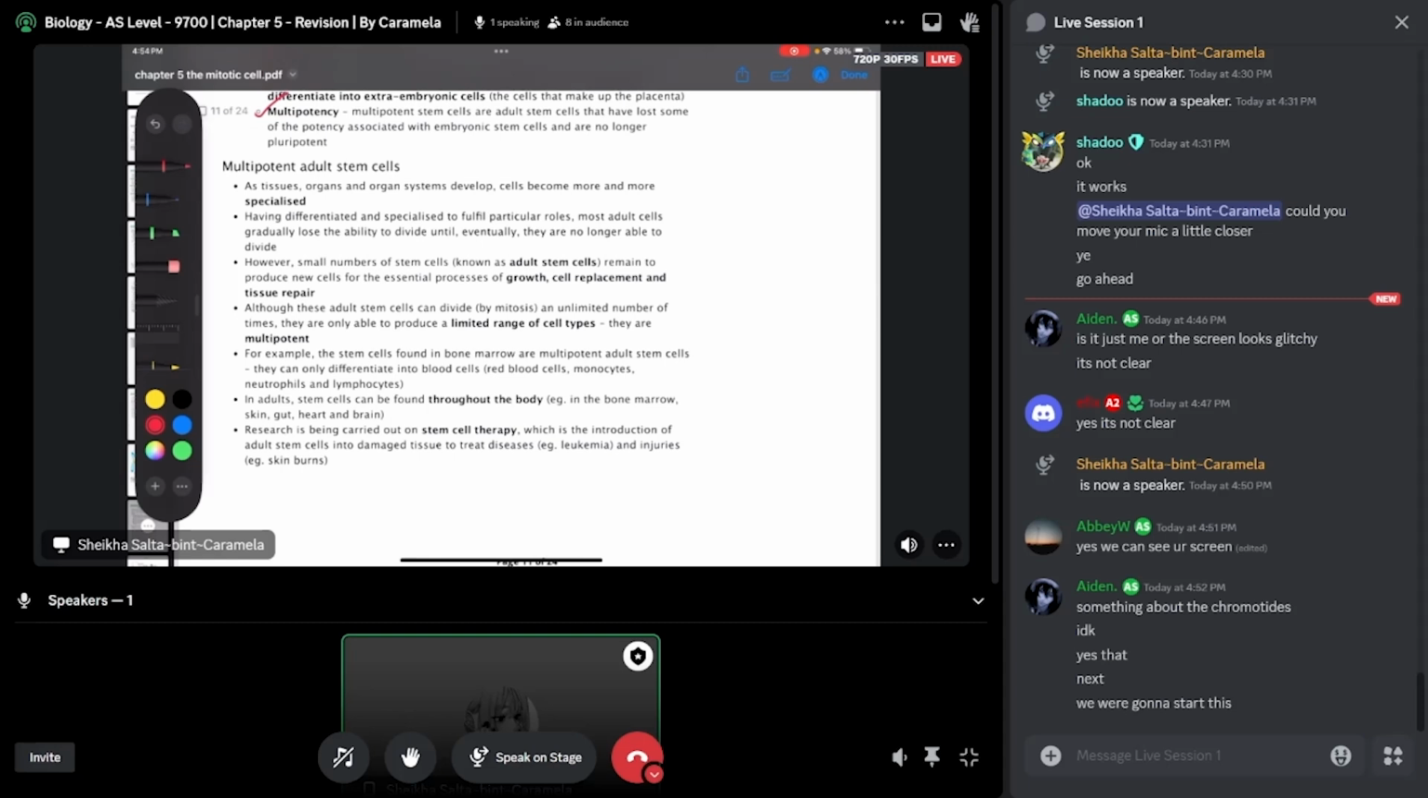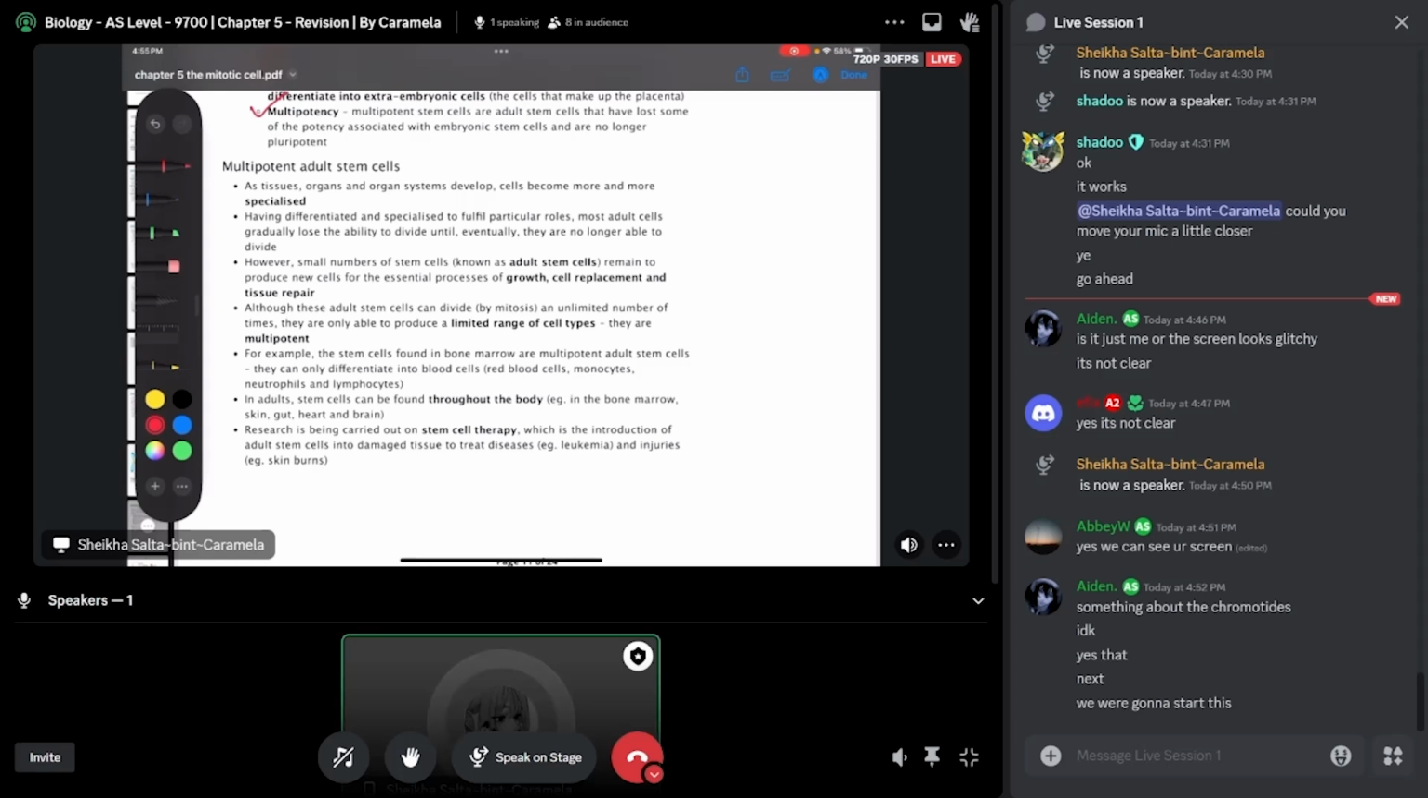As tissues, organs, and organ systems develop, cells become more and more specialized, differentiating to fulfill particular roles. As we are multicellular organisms, we need different types of cells to help us function as a whole. However, a small number of stem cells remain to produce new cells for essential processes of growth, cell replacement, and tissue repair. Although these stem cells can divide an unlimited number of times, because they are stem cells, their ability to produce a range of cell types is restricted, which is why they're called multipotent.